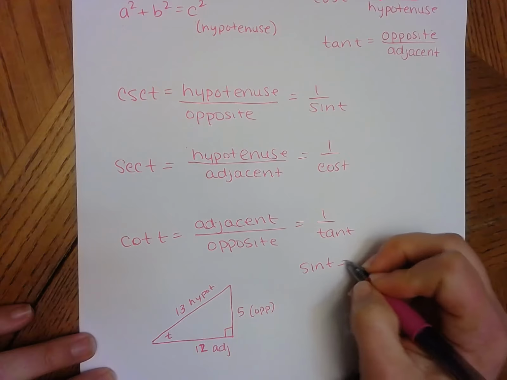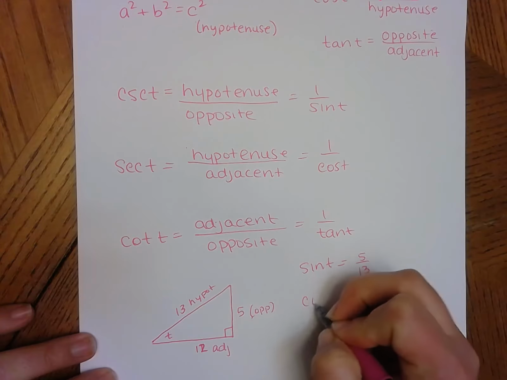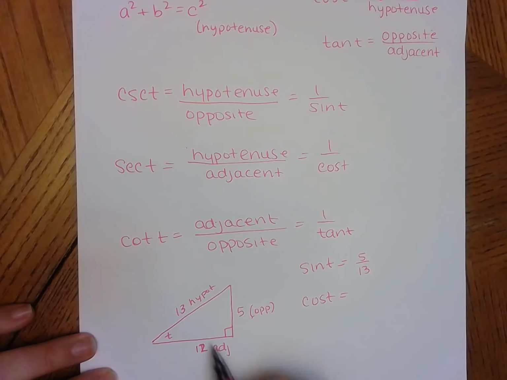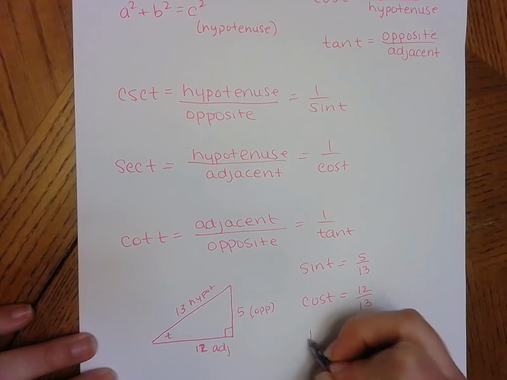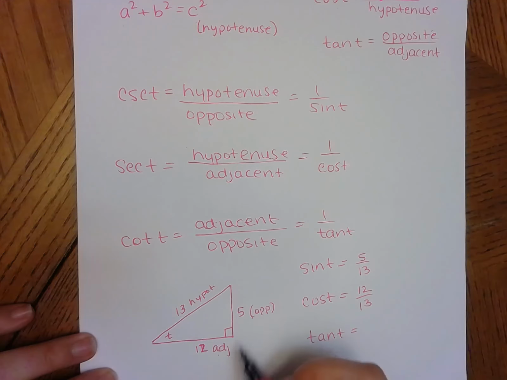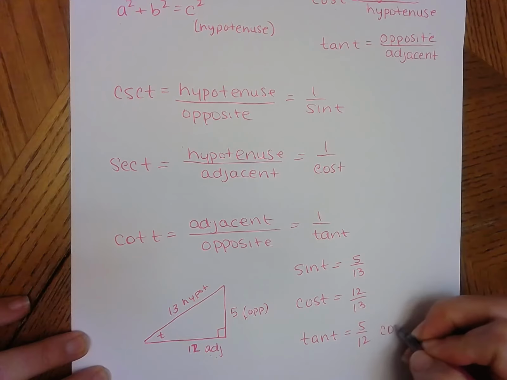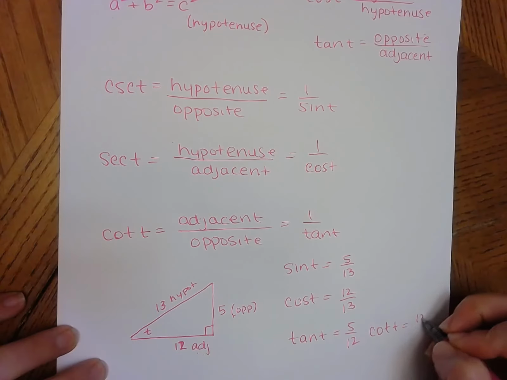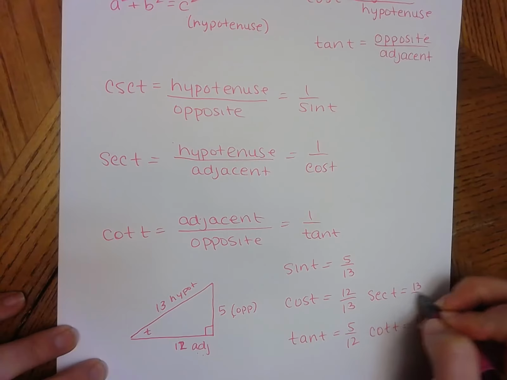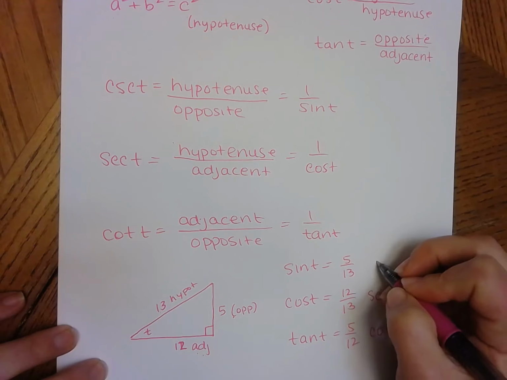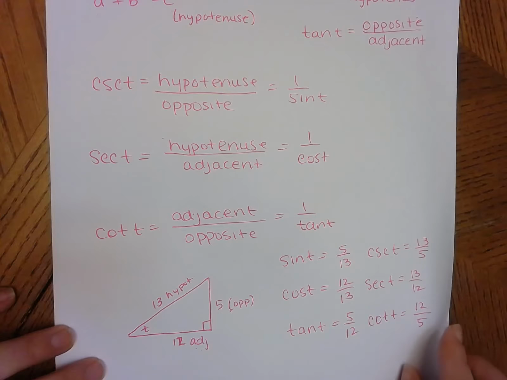Okay, so my sine is opposite over hypotenuse, so that is 5 over 13. Cosine of t is adjacent over hypotenuse, so 12 over 13. And tangent of t is opposite over adjacent, so 5 over 12. Now cotangent, I'm just going to write these in, is 12 over 5. It's just the reciprocal. Secant is 13 over 12. And cosecant is 13 over 5, right? So it's that simple when we know everything.